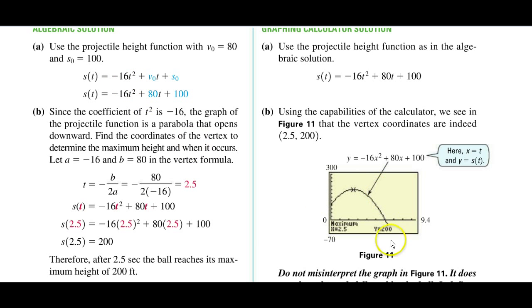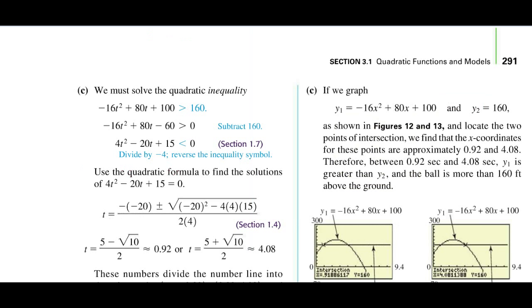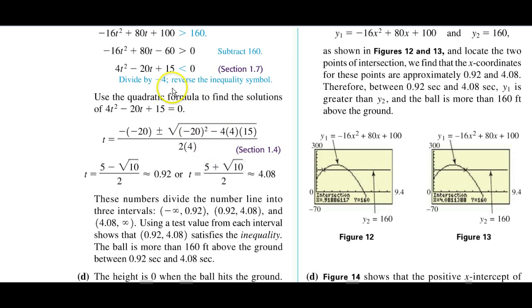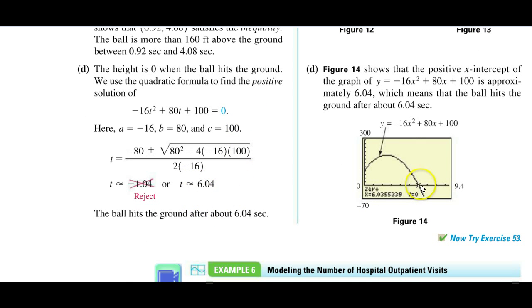So when we graph it using a graphing calculator, we see there's our maximum, and our maximum is at 2.5 seconds. It reaches a height of 200 feet. Okay? Now it's going to reach the ground over here around 6 seconds. That they'll tell you about as well. And for this one, we had to use the quadratic formula. And notice our time of reaching the ground is about 6 seconds. You do get a negative value, but we reject that.